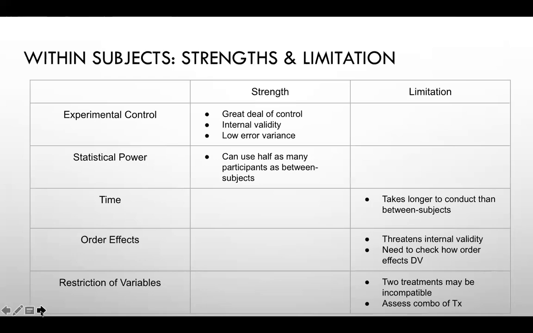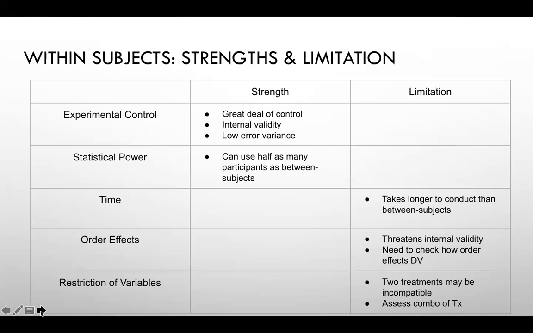However, you do lose time because it takes longer to conduct than a between subjects design. Since you're having to compare each person or each group to themselves, you are essentially going to have to double, depending on your number of independent variables, how long the experiment takes. Also, there are some order effects that are threats to internal validity. And so you need to allow for different order or sequencing in order to eliminate that threat.